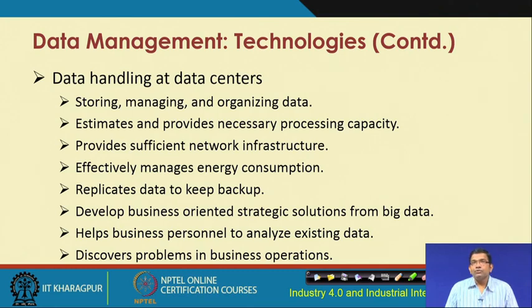So, data centers are useful in doing all of these things that you see listed in front of you: storage, management, organization of the data, estimating and providing necessary processing capacity, providing sufficient network infrastructure, effectively managing energy consumption, replicating the data to keep the backup, developing business-oriented strategic solutions from this kind of big data, helping business personnel analyze the existing data and discovering problems in the business operations. These are the data handling aspects that are very important in the context of IIoT, and data centers, which we are going to talk about in another lecture, are going to help a lot in catering to these data handling and data management requirements.